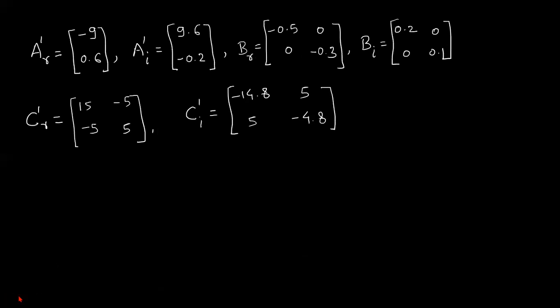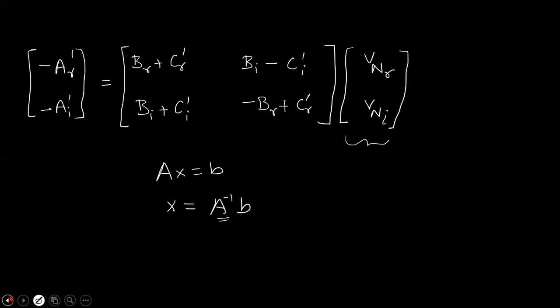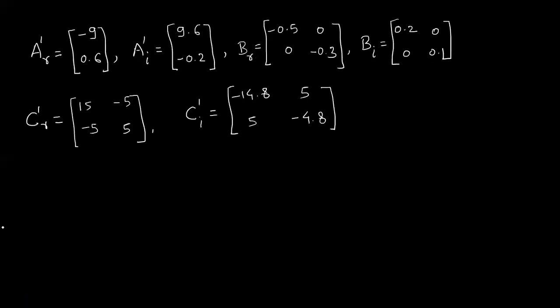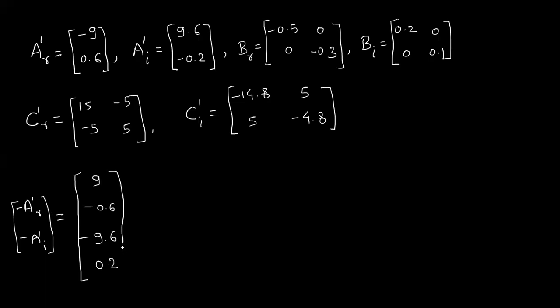So now we have the real and imaginary parts of the matrices, and now we need to formulate this matrix. We need to arrange this matrix. So starting from the left hand side, we have minus A dash real and minus A dash imaginary. So we need to arrange the matrices one below the other like this. So negative of A dash real gives 9 and minus 0.6, and here minus 9.6 and 0.2 on the LHS.